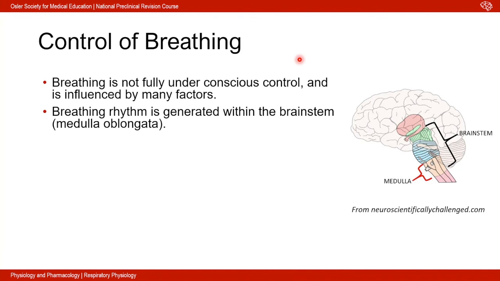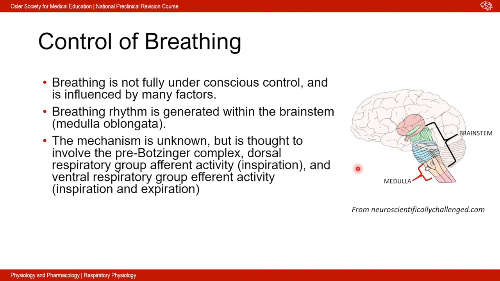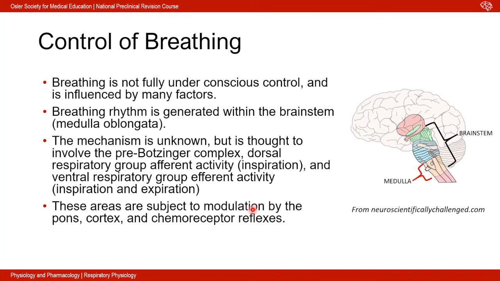So the rhythm is generated within the brainstem, in the medulla oblongata cells, this structure here. It's right here, this orange one. The mechanism is not really understood, but it involves this complex called the Pre-Botzinger complex, and also these other centers. I don't think you need to know too much detail about them, but if you want to show off in an essay, you could list them if you'd like. These areas are subject to modulation by the pons, the cortex, and also the chemoreceptor reflexes, which we'll talk about now.